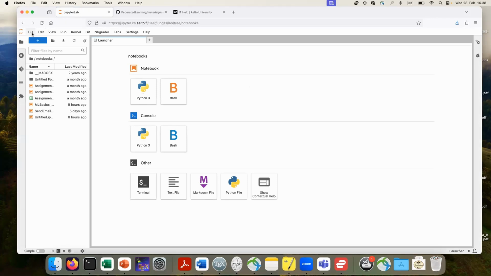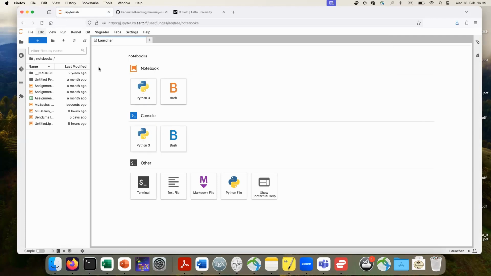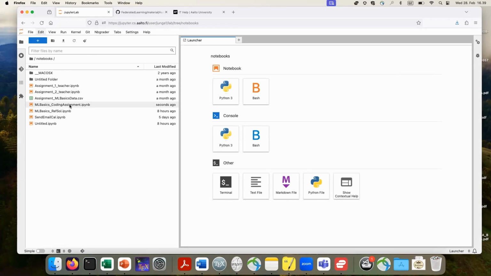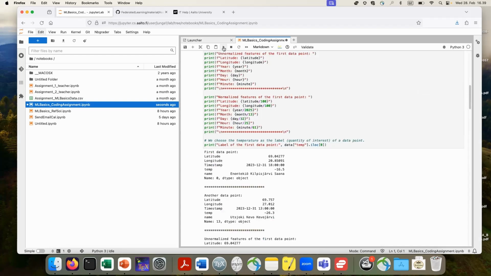Okay, so then you can upload, for example, I have, for some reason, I also have the solutions, but not you. So then you can upload here this coding assignment, and then you can work on it. It should work. I'm not sure if we tested it, but it should support everything out of the box.